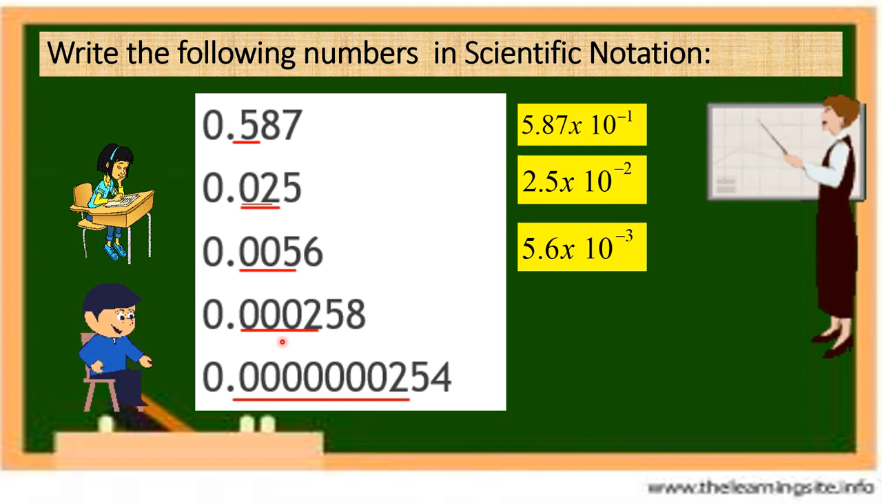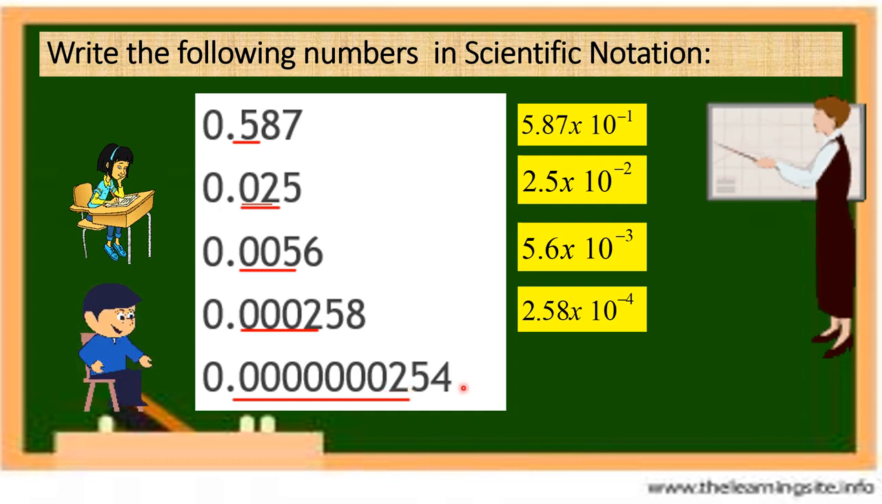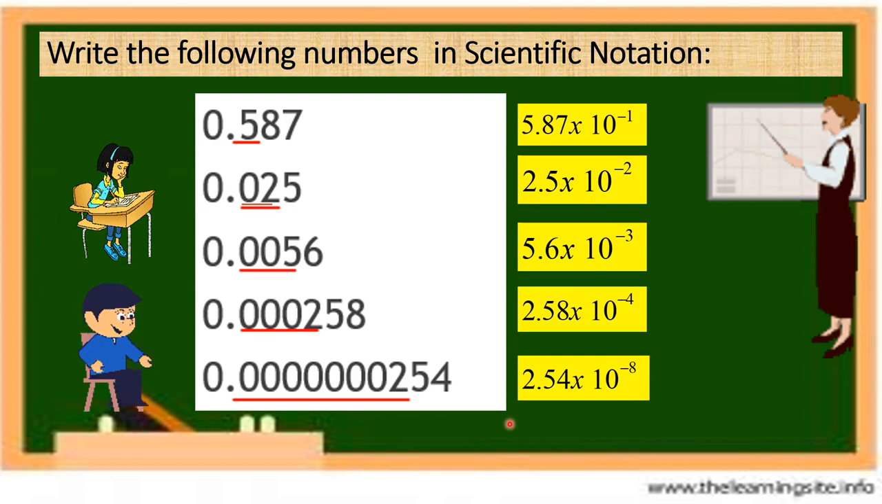Then we are in the next number, 258 millions. In the given number, the first non-zero digit is 2, then count the number of digits to the left, 1, 2, 3, 4. That is 2.58 times 10 raised to negative 4. And in the last number, we have this one. The first non-zero digit is 2, so we have 2.54. Then count the number of digits to the left, 1, 2, 3, 4, 5, 6, 7, 8. So we have 2.54 times 10 raised to negative 8.